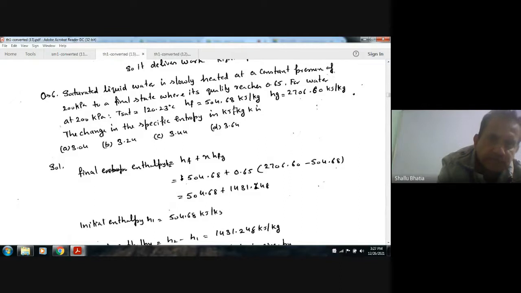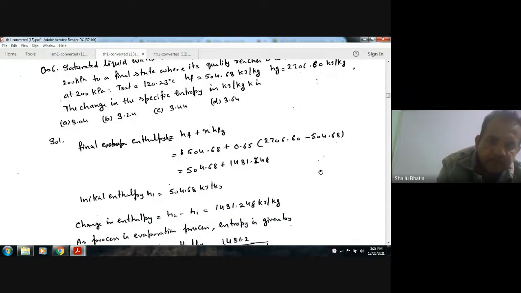T saturated this, HF is this. Okay. Now initially the water is saturated. So enthalpy is corresponding to Hg, that is 2706. Now finally the dryness fraction is 0.65. So it is at 504.68. 0.65 times 2706.6 minus 504.68. So this is your final enthalpy, this is your initial enthalpy. So H1 minus H2 is your change in enthalpy.